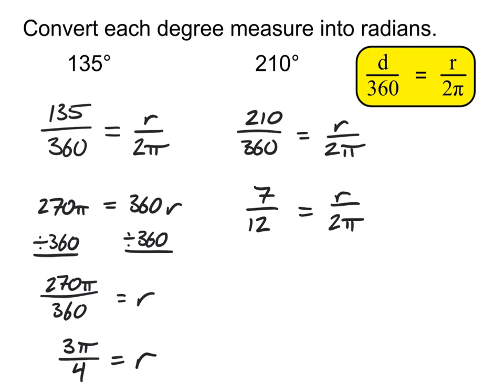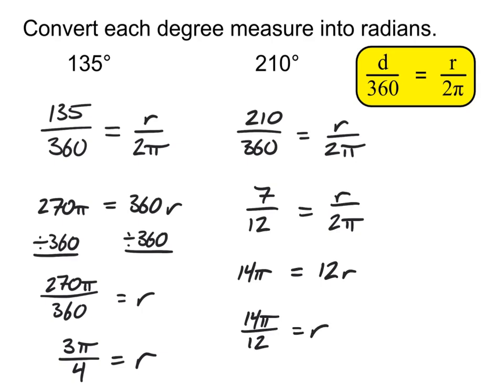And then I cross multiply from here. Yes, you will always have to cross multiply at some point. So I do the 7 times the 2 pi. That gives me 14 pi. And then I multiply the 12 times the r, which gives me 12r. Now I wanted to go ahead and get the r by itself still, so I'm going to divide both sides by 12. And so then that would give me 14 pi over 12 equals r.